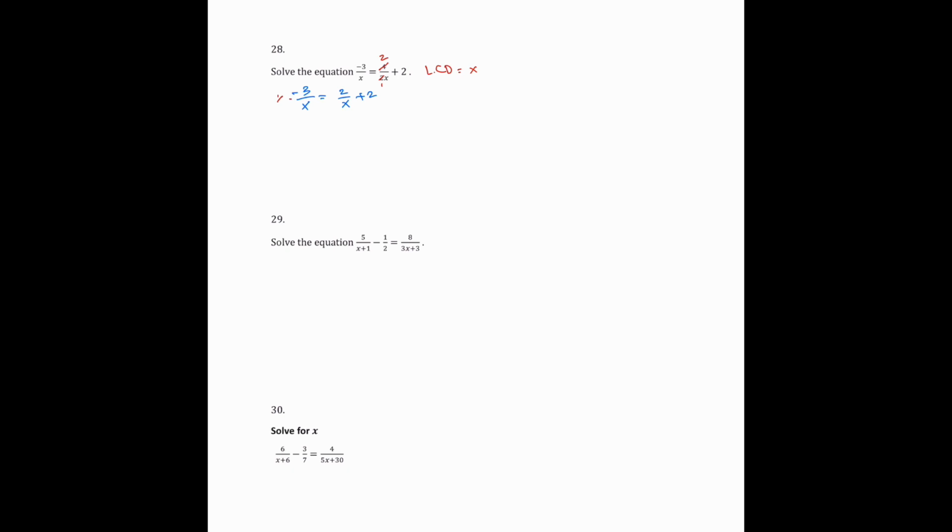So we're going to multiply x, and that is going to make these cancel and these cancel. So we have negative 3 equals 2 plus 2x. Now this is an equation. We're going to subtract 2 from both sides of the linear equation. We will have 2x equals negative 5.